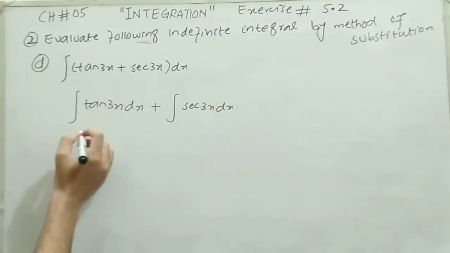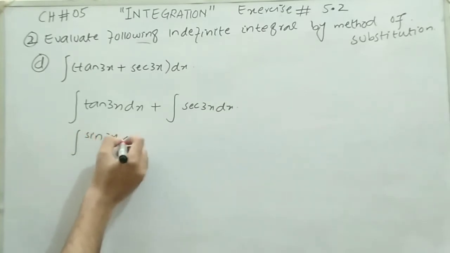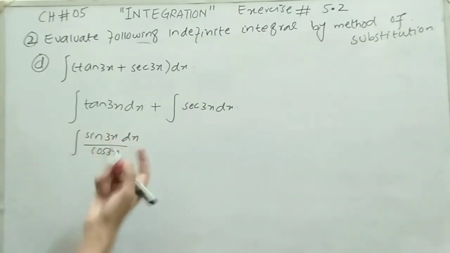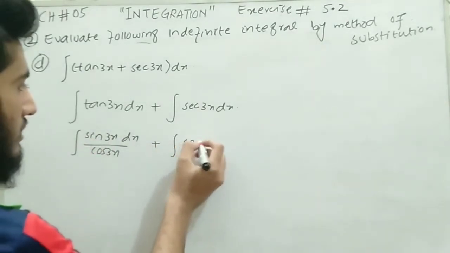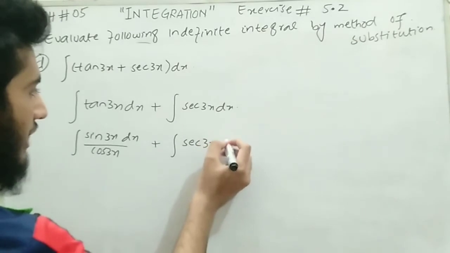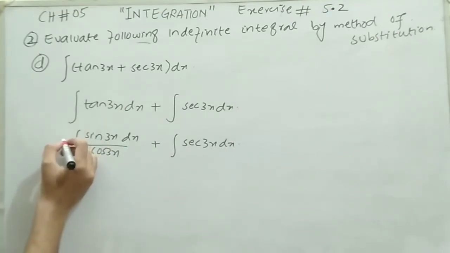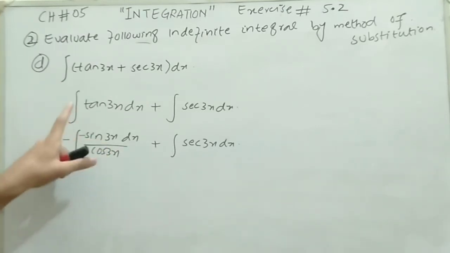Now after this we can write tangent 3x as sine 3x divided by cos 3x, because sine 3x by cos 3x gives us tangent 3x, plus the integral of secant 3x dx. Now after this, let's suppose we put cos of 3x equal to u. Here I multiply by minus and minus, because minus multiplied by minus gives us plus again.